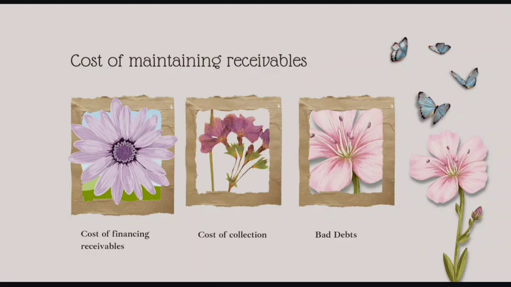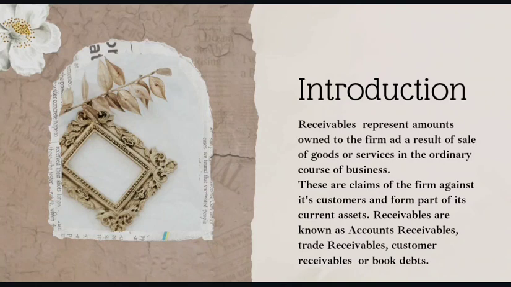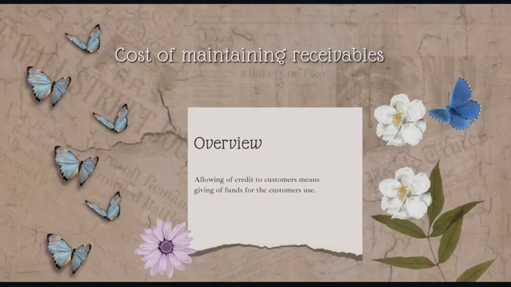it is allowing the customers, meaning giving of funds for the customer's use. The concern incurs all the cost of maintaining receivables. Allowing of credit to the customers means giving of funds for the customer's use. So that is called cost of maintaining receivables. We have the following costs.